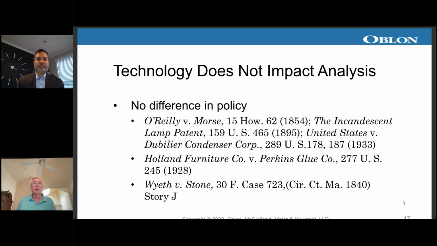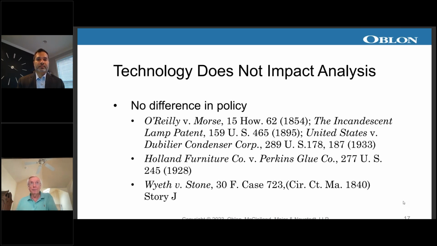These are the various cases on enablement out of the Supreme Court, covering a multitude of technologies, from generally electrical in the first grouping of cases, Morse being telegraph, electromagnetism, electric light bulbs, to electric condensers, to glue in the Holland Furniture case, chemistry, and Wyeth v. Stone was mechanical. Policy consideration, each of those decisions stayed the same.